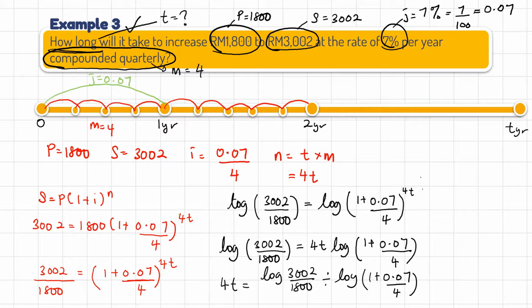Okay, and then you just press your calculator, you will get your 40 equals to 29.48. So T will be equals to 7.37 years. So to answer the question, how long will it take to increase 1,800 to 3,002? The answer is 7.37 years. So this will be our final answer for this question.